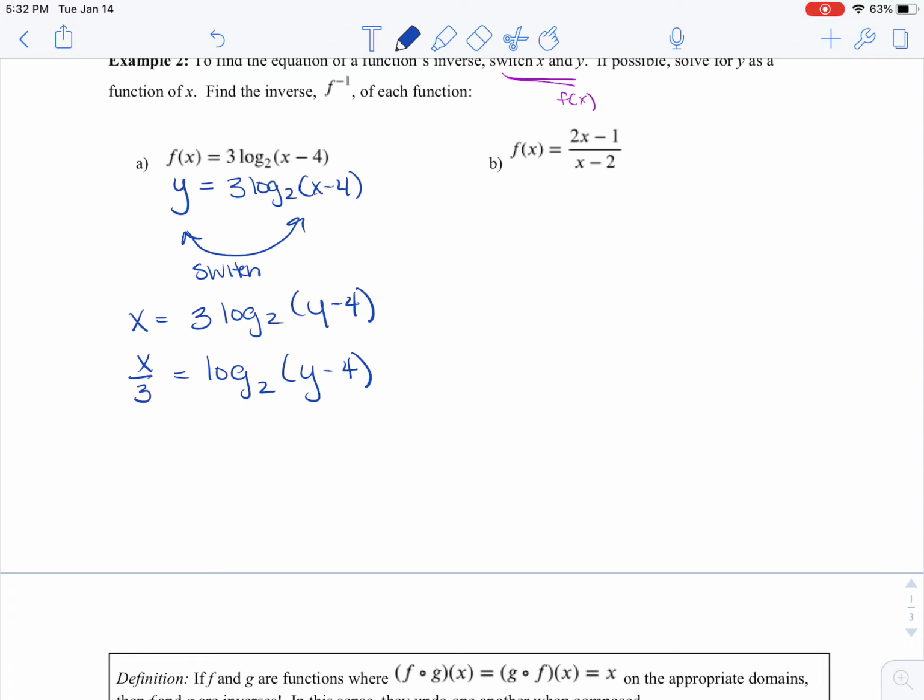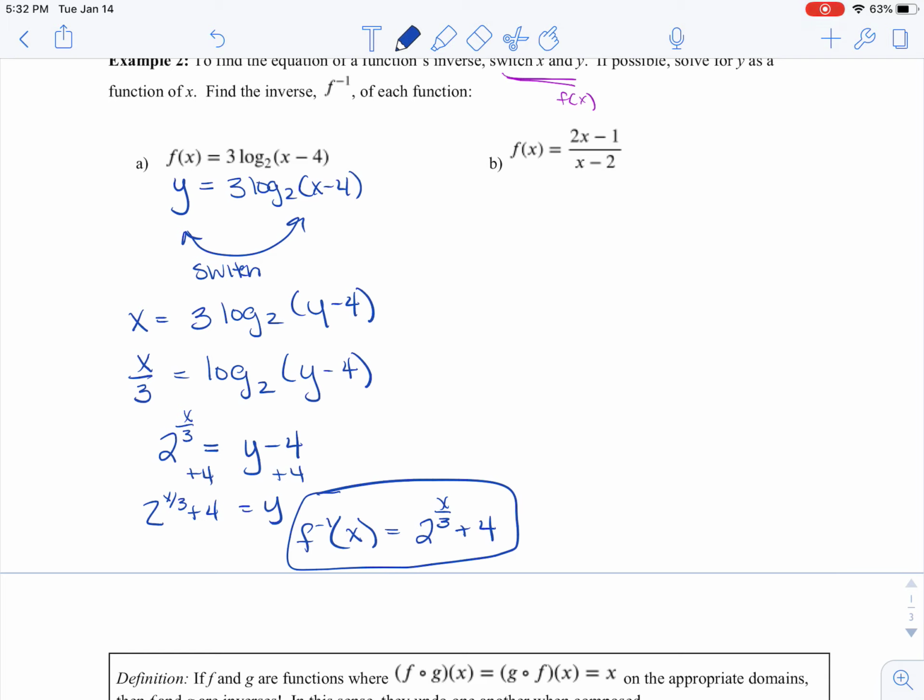So now we can use what logarithms mean. And what this means is 2, our base here, to the x over 3 power equals y minus 4. So this is a reminder of how we solve equations with logarithmic functions. And now we can add 4 to both sides. Isolate that y. And so now we know that our inverse is equal to 2 raised to the x over 3 power plus 4.